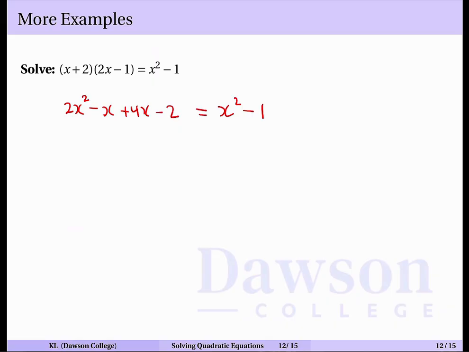And then we bring this to that side, 2x squared minus x squared, that will be x squared. We simplify this, plus 3x. This one we bring to this side. This will be minus 2 plus 1. So this will be minus 1 equals 0.